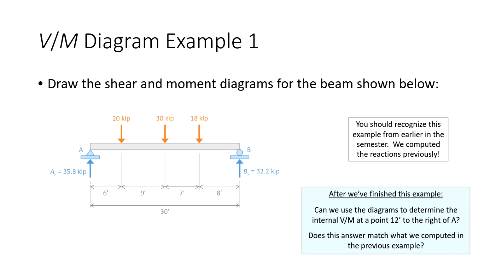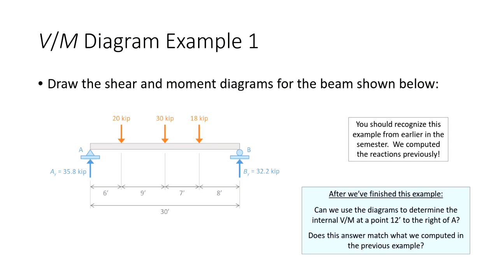Even if you don't have your notes, you know, just sum moments about A. We have 20 times 6, 30 times 9, 18 times 15, 18 times 22 has got to equal BY times 30. Solve that out and you'll get BY is 32.2, and then sum your forces in the y direction to get AY is 35.8. That's pretty easy. Okay. So what I want to do is take this beam and draw the shear and moment diagram using the graphical approach that we're beginning to develop.